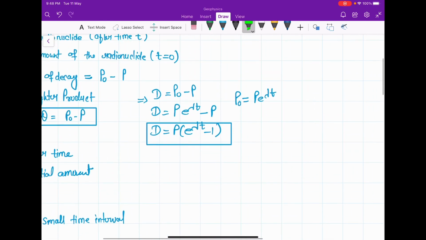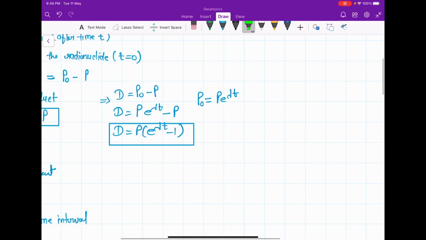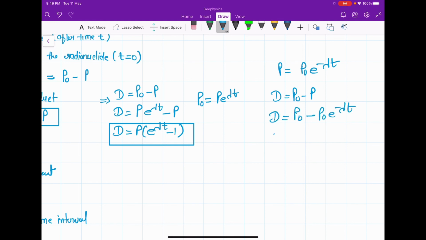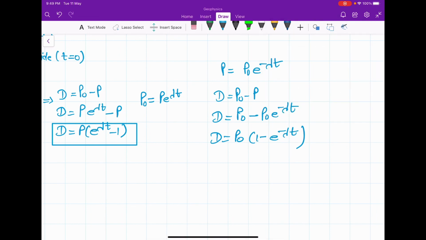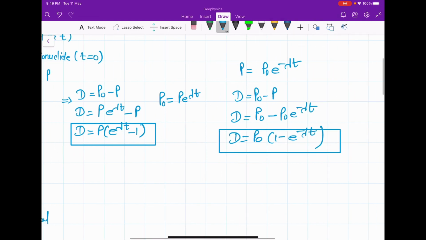One more thing: if we consider D equals P naught minus P, and if we take P as a function of P naught and e to the power minus lambda t, so if we put it here, that will give P naught minus P naught e to the power minus lambda t. If we take P naught common, then that will give P naught into 1 minus e to the power minus lambda t. So this is another important result. This question may also ask for it.